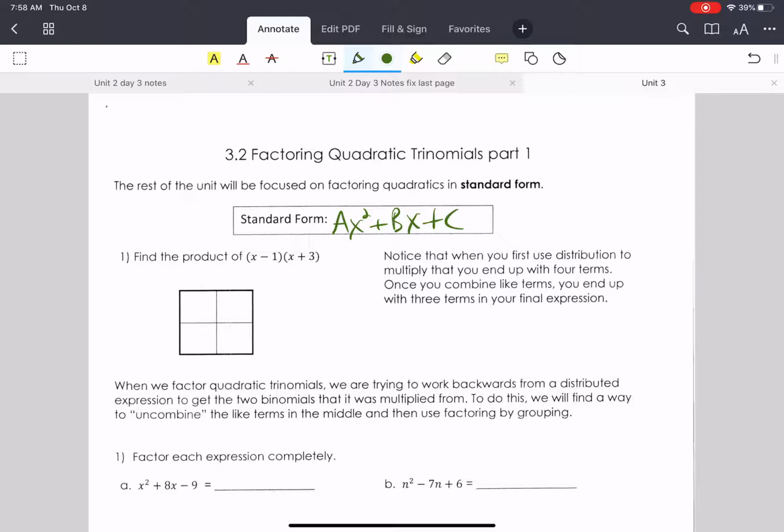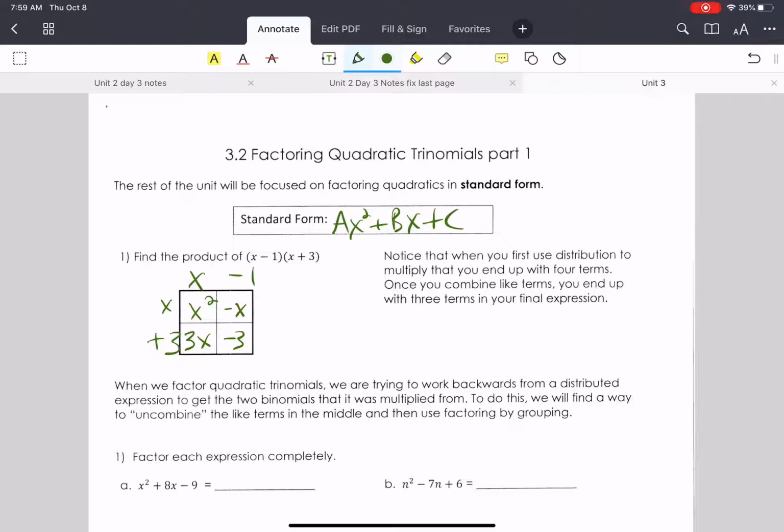So let's multiply out these two pieces. So I've got x minus 1, x plus 3. So x times x is x squared. X times negative 1 is negative x. 3x and negative 3. Okay, so this is what we did last unit, not last class, last unit. Any questions?